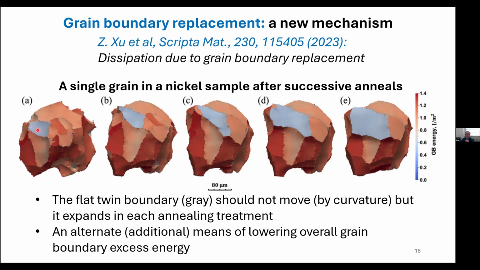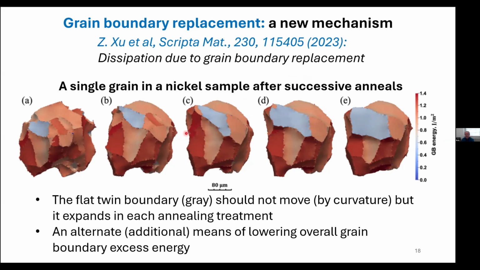But this flat twin boundary, in fact, it's a twin boundary, increases in size consistently. It doesn't move according to curvature because it's quite a flat boundary compared to some of the other boundaries. So this is an example of this grain boundary replacement.